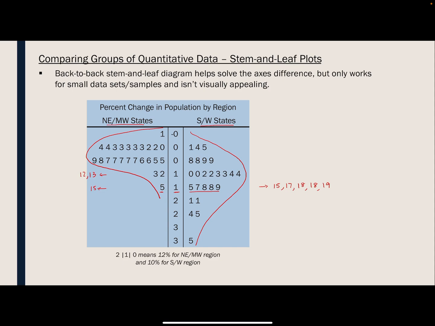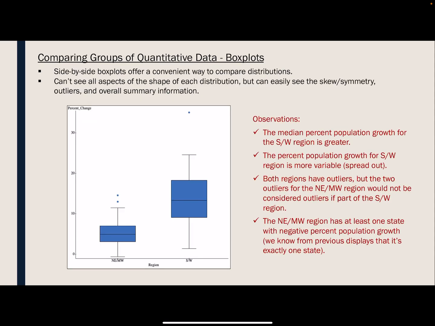But it's still kind of hard to look at. And also remember that stem and leaf plots only really work for small amounts of data. So what if this data set had been much larger? I wouldn't be able to do this. So instead, we look at box plots, because box plots allow us to look very nicely at two different distributions on the same set of axes.